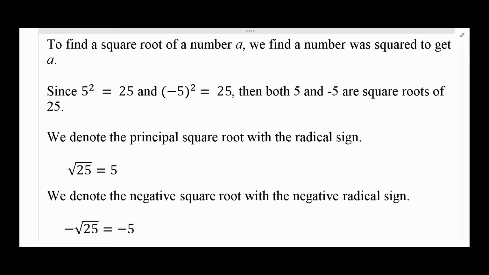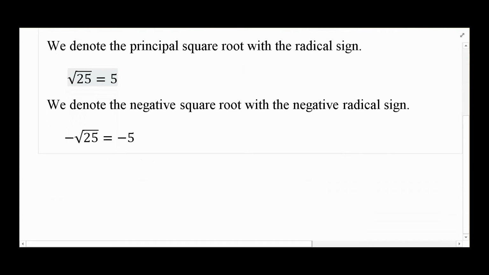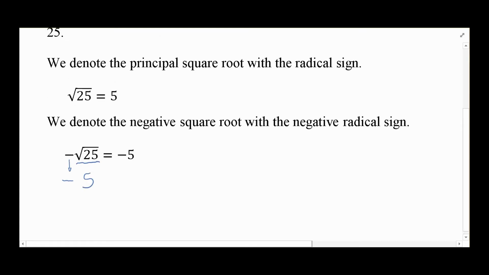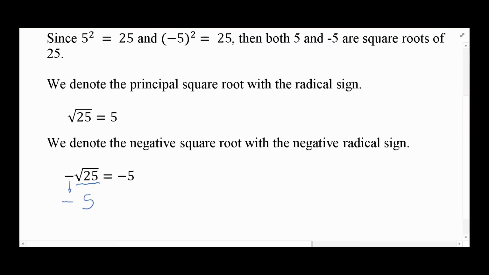Now, if we have a negative sign in front of it, what that means to us is, if I was only looking at the square root of 25, that would be 5, but then the negative sign copies down, and so I get negative 5. So if I have a negative in front of my square root, that means get the positive answer and then take the opposite of it, and you'll end up with a negative answer. So that's what's going on. That's our basic definition of the square root.